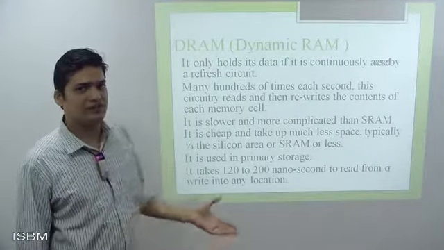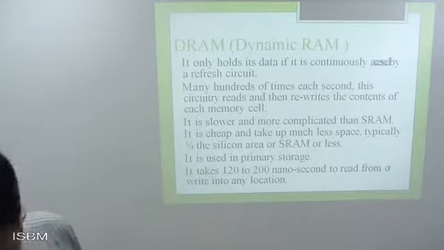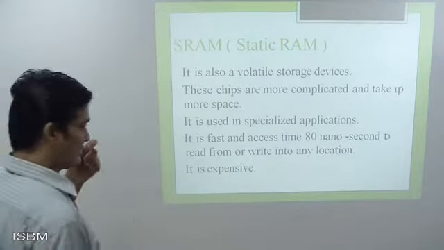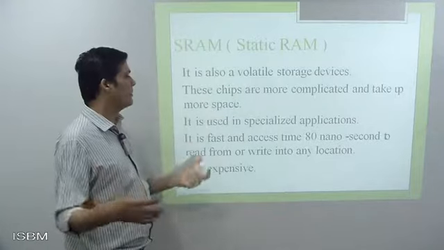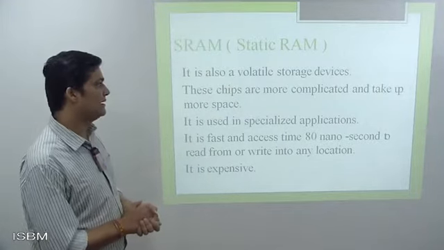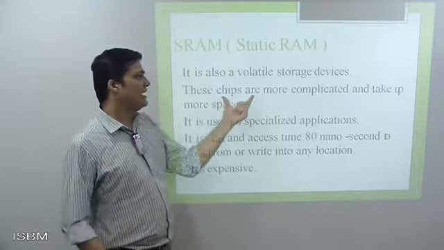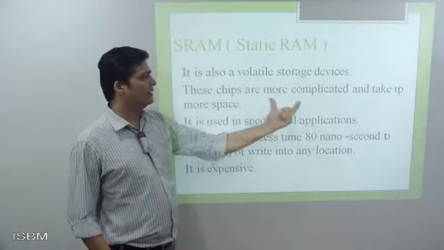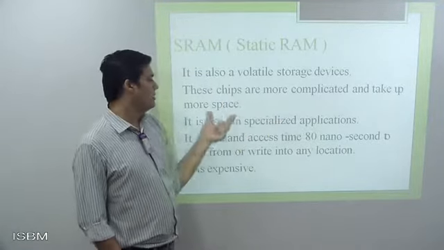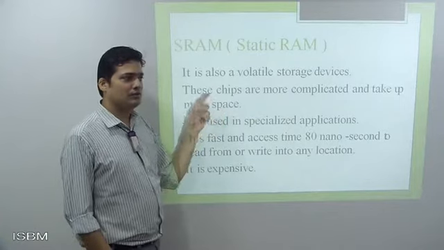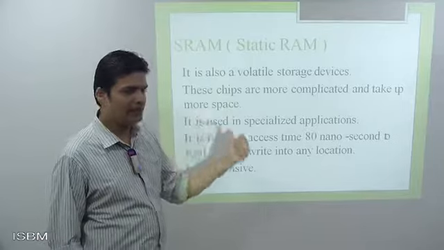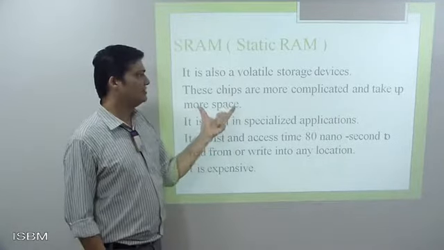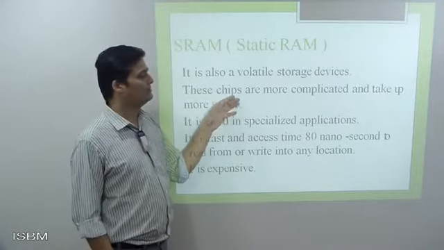Let's see the functionality of the static RAM. Static RAM is also a volatile storage device. These chips are more complicated and take more space. So as compared to the dynamic RAM, you can see it requires more space. Dynamic RAM requires less space as compared to the static RAM, and vice versa.